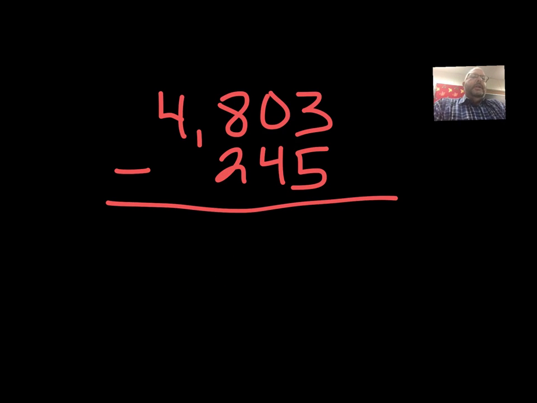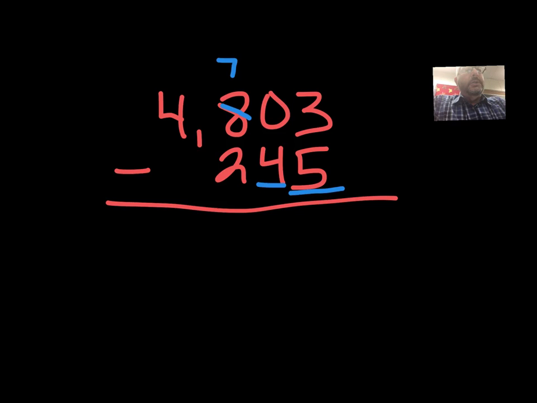Here I go with my second example. I have 4,803 minus 245. I cannot take the 5 from 3, and I cannot take the 4 from the 0. So I need to do some regrouping or renaming or borrowing. I'm going to start here because I cannot borrow from the 0.